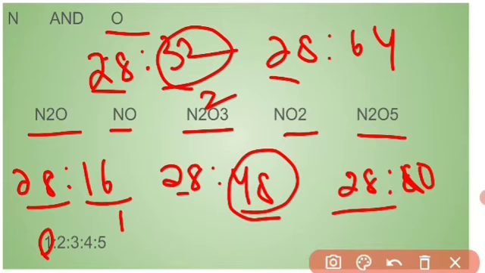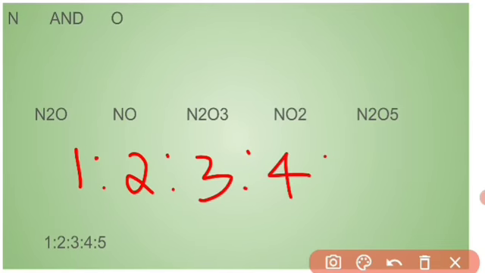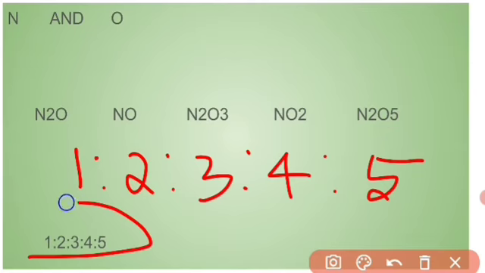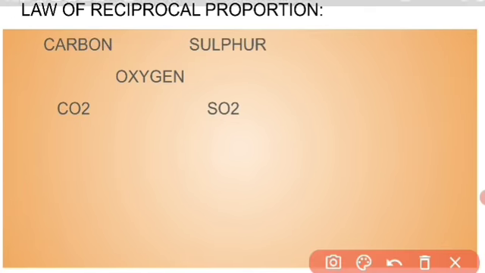16 3s are 48. 16 4s are 64. 16 5s are 80. So at the last you can see you will get the smallest whole number ratio, that is 1 is to 3 is to 4 is to 5. This ratio you will get at the last, when comparing oxygen ratios. Now let us go with the next.